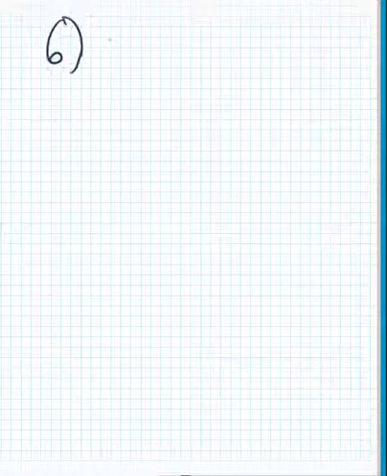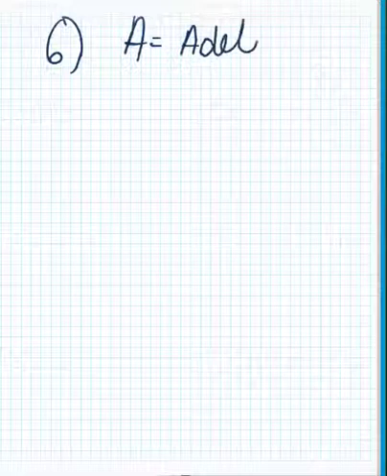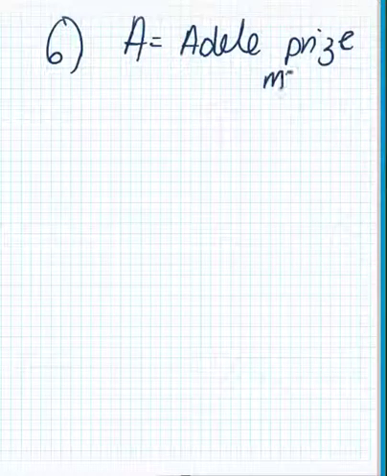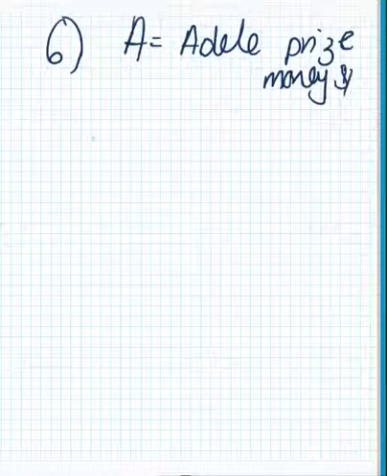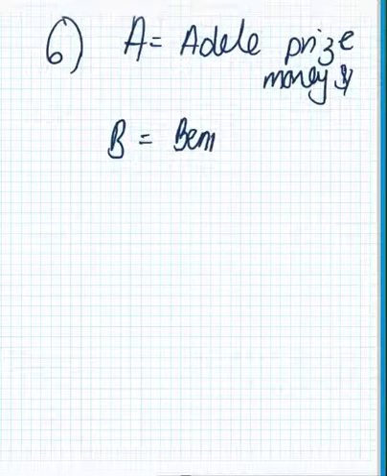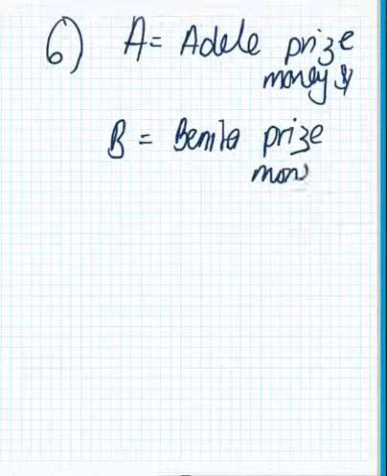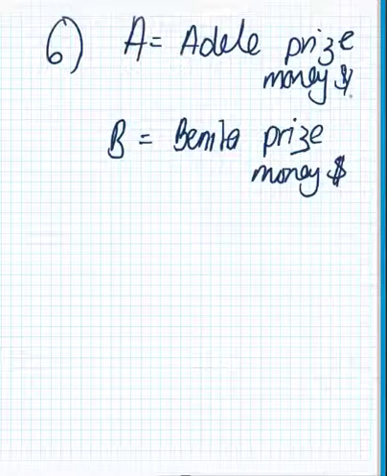So A is for Adele, but we're not just talking about the actual person, it's their prize money, okay? So Adele, we can say, and her prize money, or Adele's prize money in dollars, and the same for Benita. So Benita's prize money, and our units are dollars, just to make that clear. It's not just a person, but in this case, what prize money they've won.